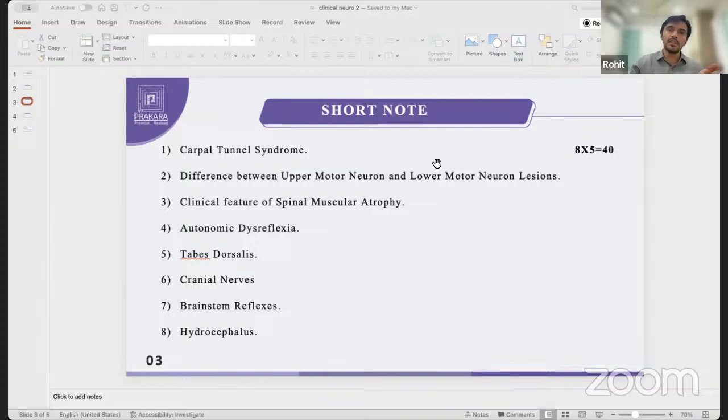Motor neuron disease is also an anterior horn cell disease. Spinal muscular atrophy is also a form of anterior horn cell disease, but the prognosis is slightly better than that for motor neuron disease. The most important thing we need to discuss is the types of SMA. There are 5 types of SMA described: type 0, type 1, type 2, type 3, type 4.